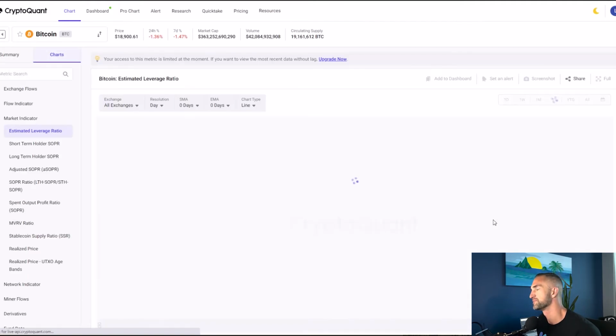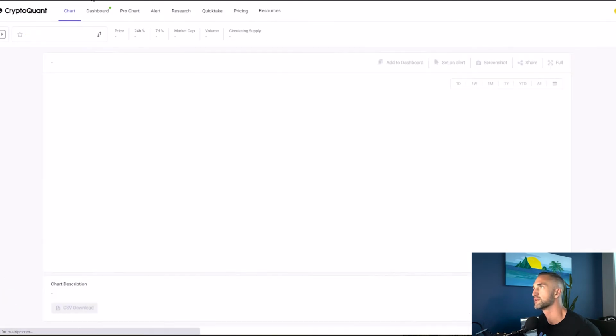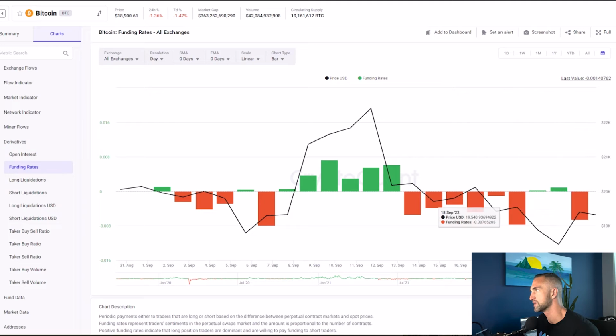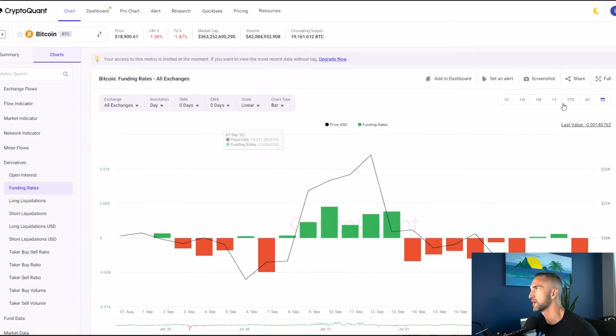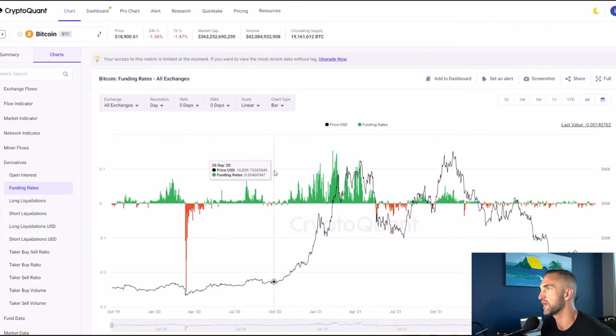Let's look at the funding rates. Funding rates, that's what I want, not leverage ratio. Let's look at the all-time here. So when you start to see funding get above 0.1%, that is when you're going to see corrections coming from either side. In this region, it is costing you to go long, and in this region, it's costing you to go short.